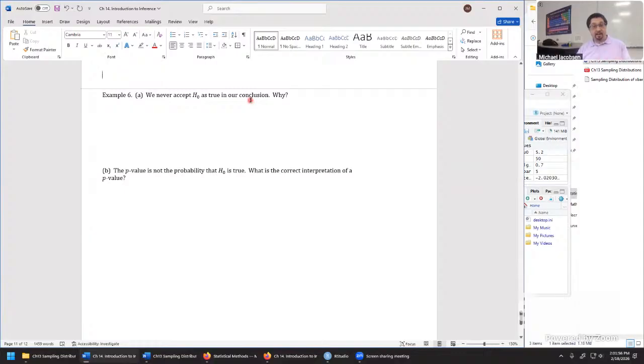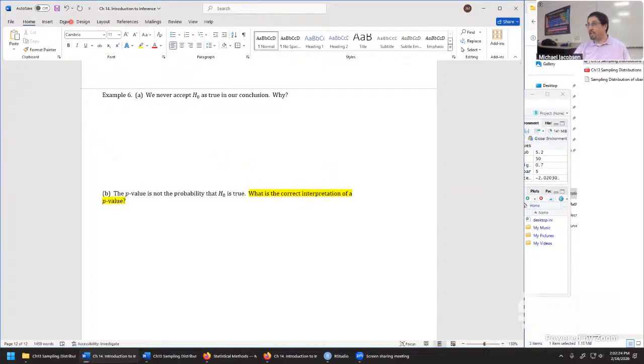That's something we've been harping on a lot as we've gone through the notes, but we're going to come back to it again because it really is that important. And part B is maybe the more interesting one. The p-value is definitely not the probability the null hypothesis is true. And if that's true, the question becomes, well, then what is the p-value in the first place? This is a major concept question, so we'll take our time with that one.